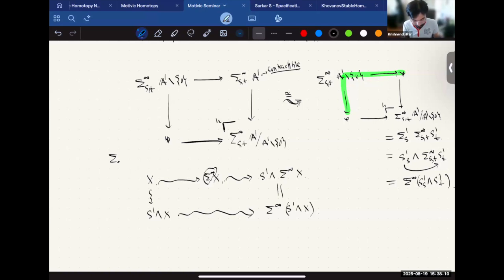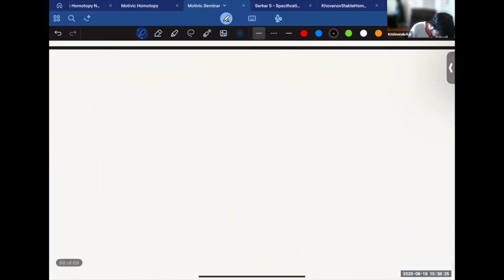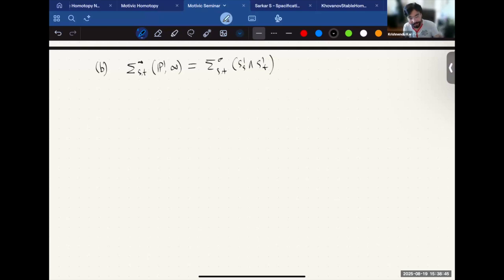So that's one way of viewing Tate circle, like A1 over A1 minus 0. There is another way, or there is another identification going on. The other identification is the following. So this is your part A. Part B is the theorem that for the projective space, the suspension spectrum of the projective space is the same as the suspension spectrum of the Tate circle. Sorry, Tate sphere, never mind. Tate sphere.